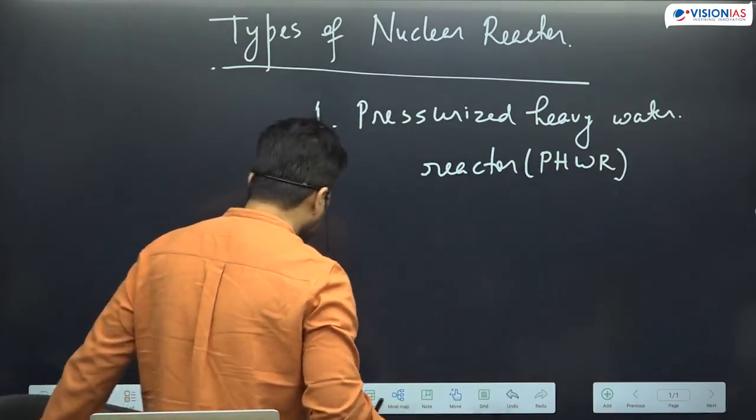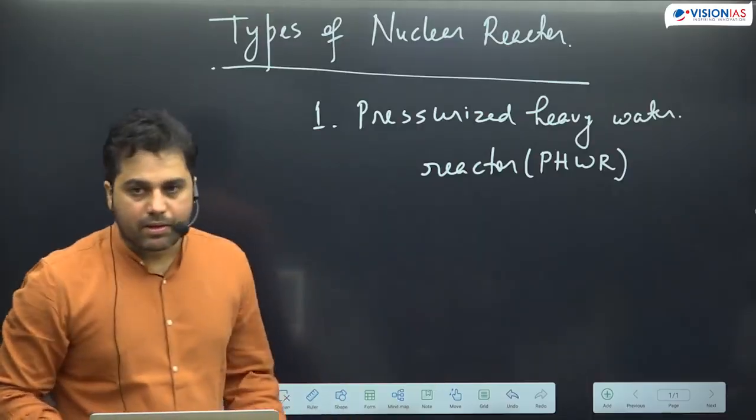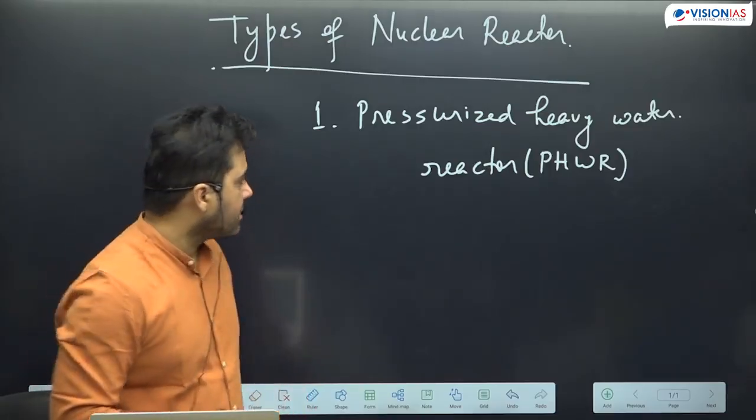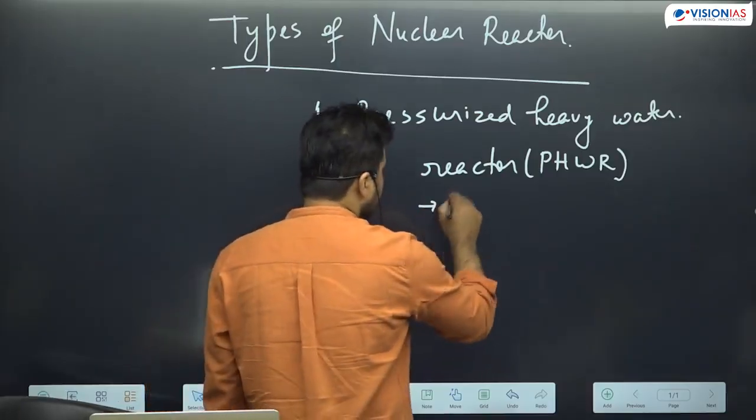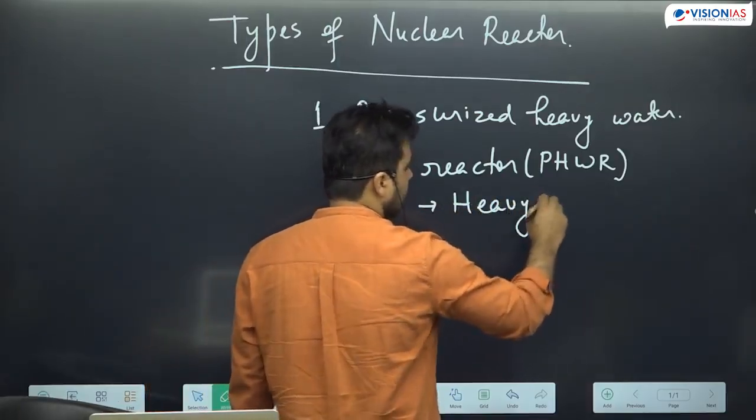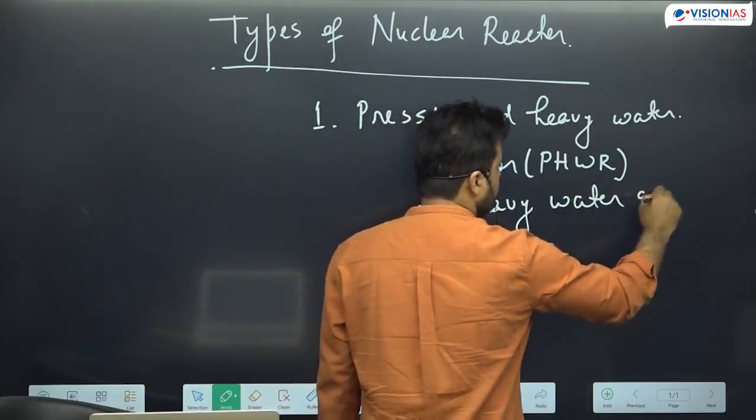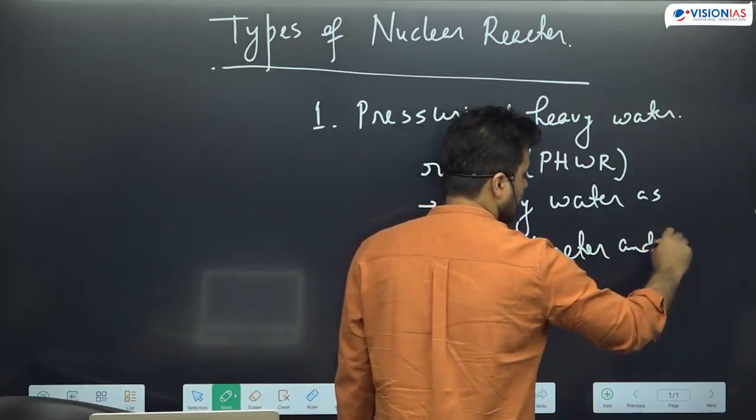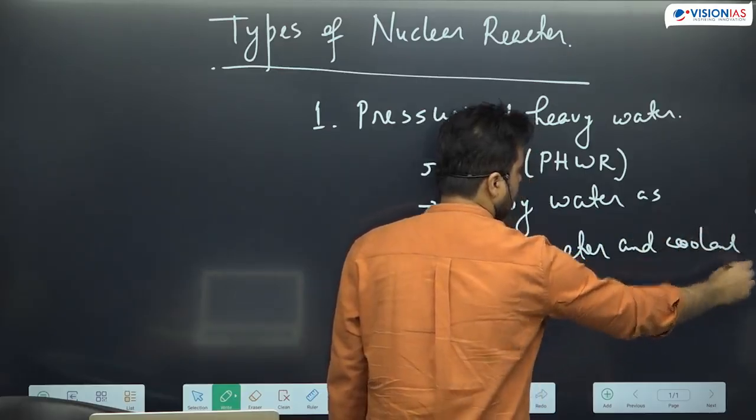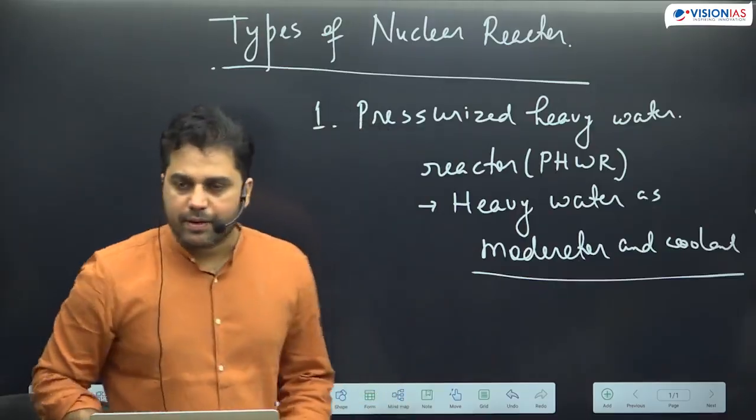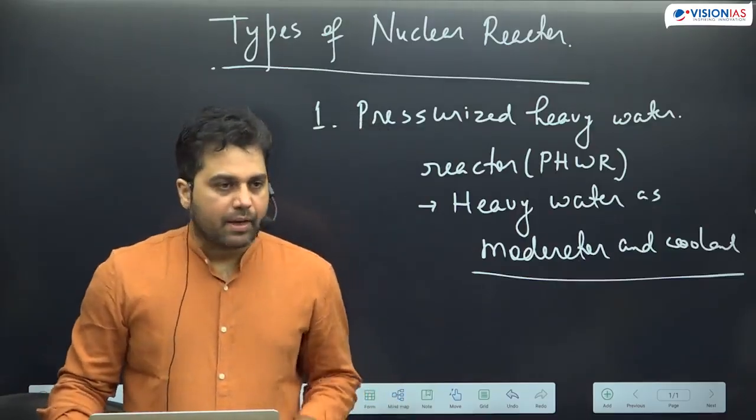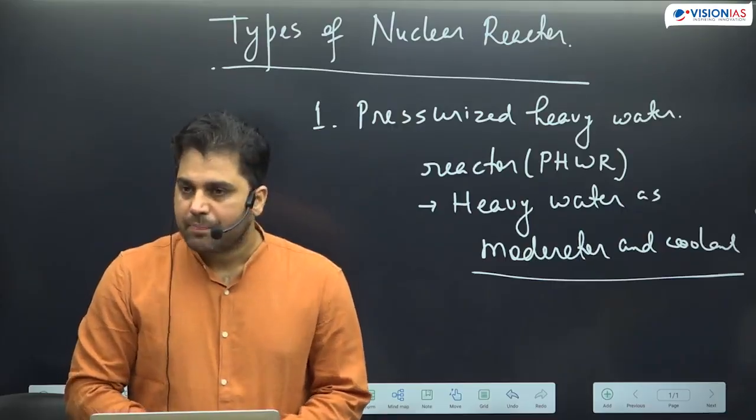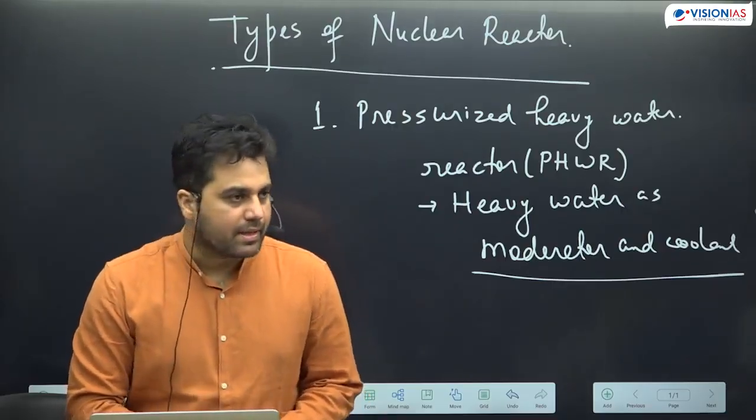Pressurized heavy water reactor. This is one of the most famous types of reactor. Particularly for us, this is very important because most of our reactors are pressurized heavy water reactor. And in pressurized heavy water reactor, we use heavy water as moderator and coolant. Heavy water के use करने के कुछ फायदे हैं compared to normal water. Heavy water can carry more amount of energy compared to water. That is the most fundamental benefit of pressurized heavy water reactor compared to pressurized water reactor.